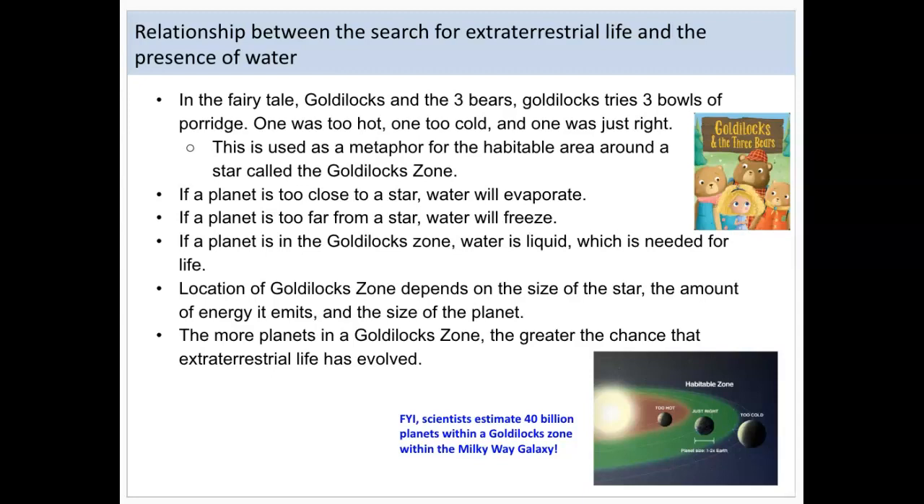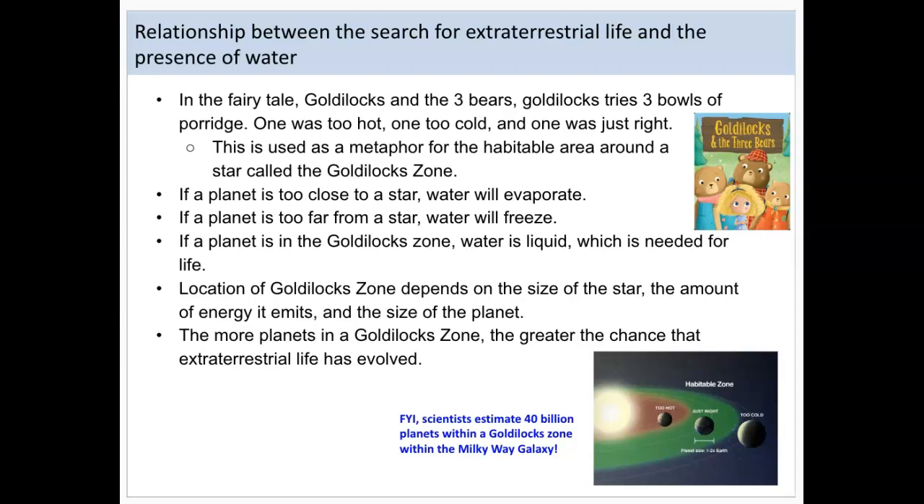In the fairy tale, Goldilocks and the Three Bears, Goldilocks is known for trying 3 bowls of porridge. When Goldilocks does this, she finds that one of the bowls of porridge was too hot, one of the bowls of porridge was too cold, and one of the bowls of porridge was just right. This is actually a metaphor for the habitable area around a star that they do call the Goldilocks zone.